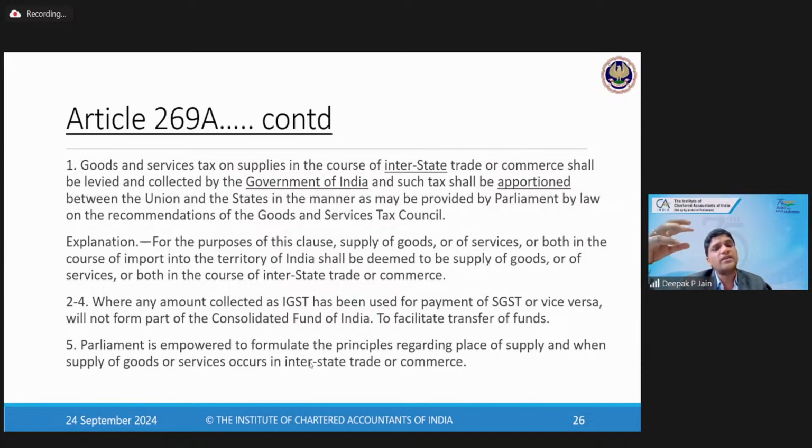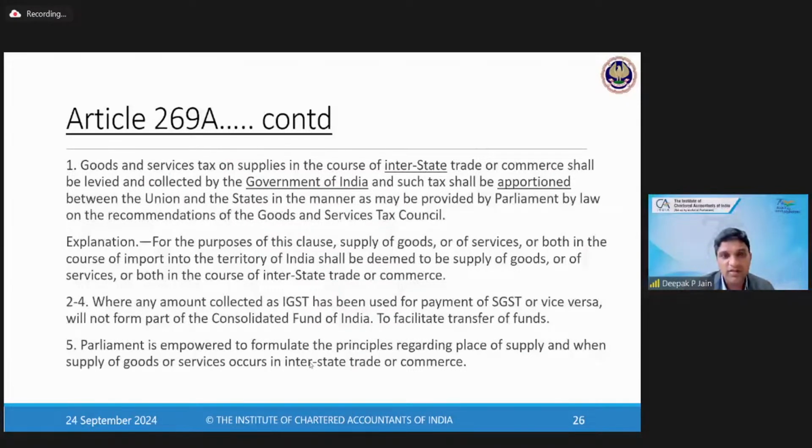Then Parliament is empowered to formulate the principles regarding place of supply and when supply of goods or services occurs in the interstate trade or commerce. So Parliament has the exclusive power to make laws. That's the reason the IGST law majorly consists of discussion on interstate transactions.